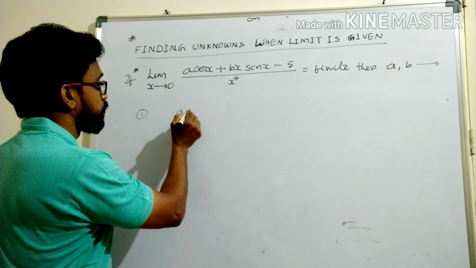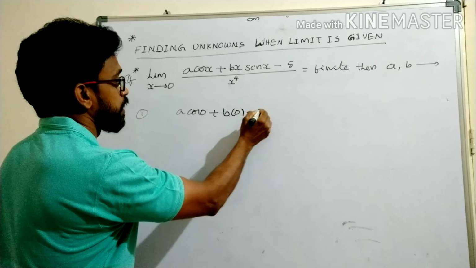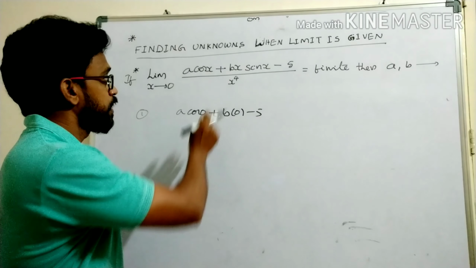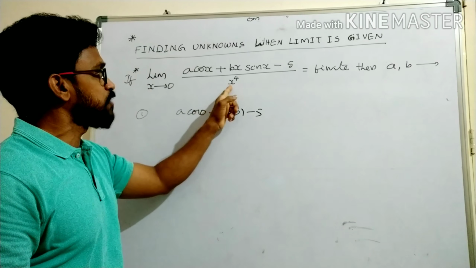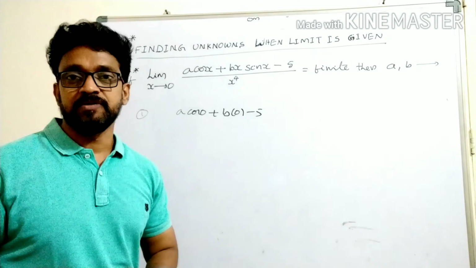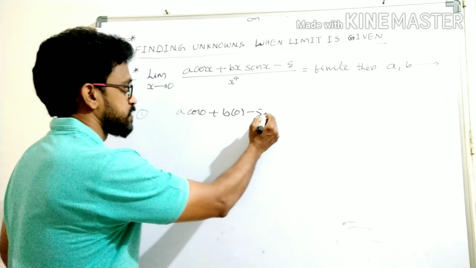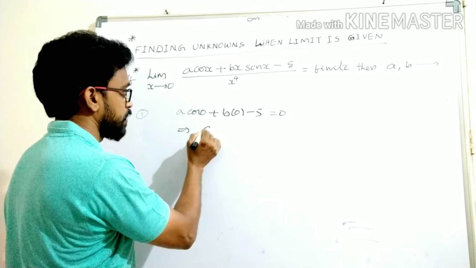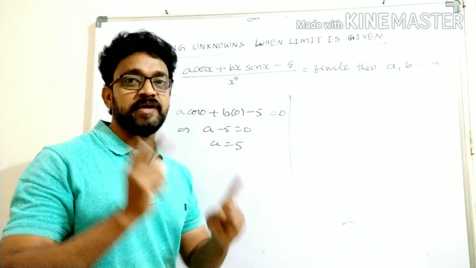Now we go for the numerator: a cos 0 plus this is 0 minus 5. Here the limit exists, which means as x tends to 0, the denominator tends to 0, so the numerator value must and should tend to 0. Otherwise the limit does not exist. That's why this is equal to 0. A minus 5 equals 0, so a is equal to 5. Directly we get one value.